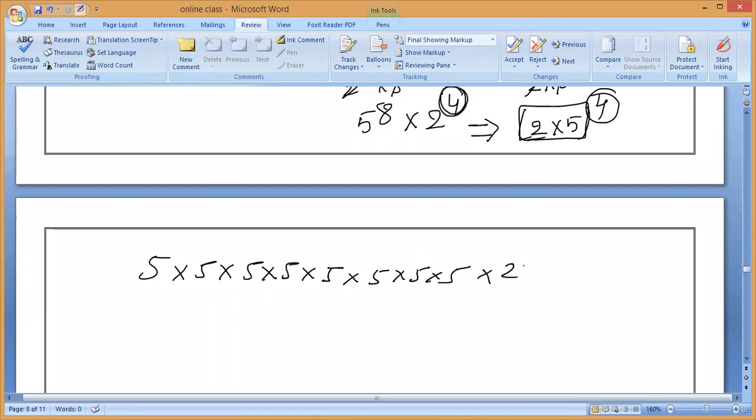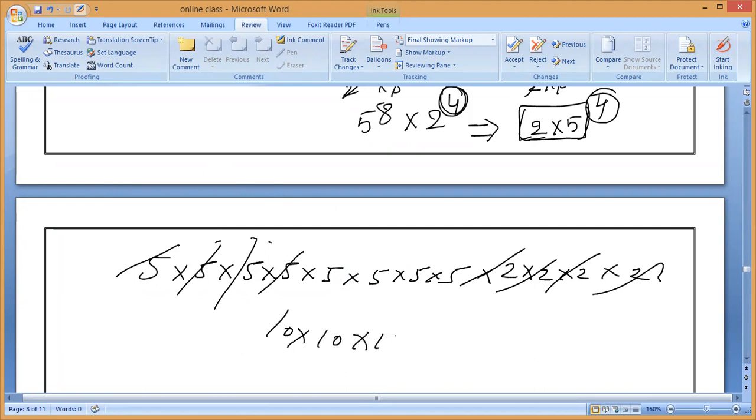In the same way, how many 2s are there? 2 into 2 into 2 into 2. Correct or not? How many sets, how many possibilities can you make? 5 into 2, 10. Next, another 5 into 2, one more 10. Next, another, one more 10. Another, one more 10. So totally 4 zeros only will be possible. So we can write only 4 sets.